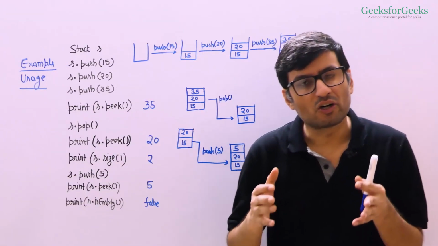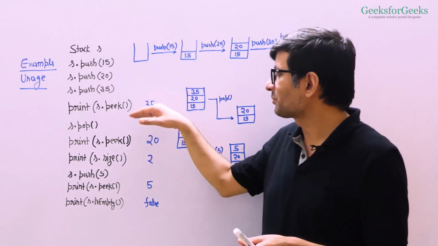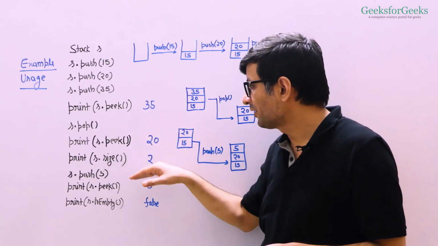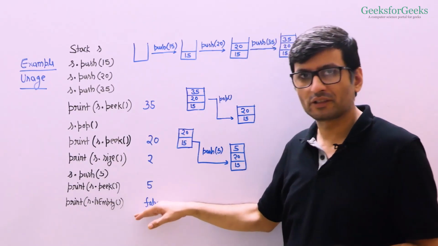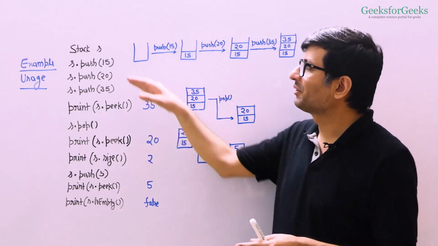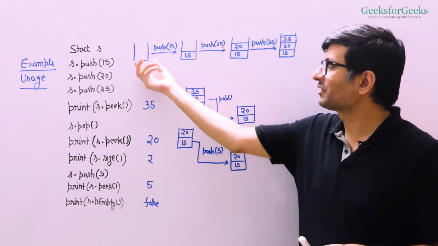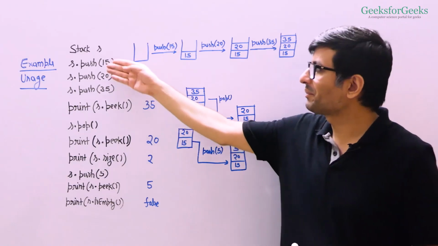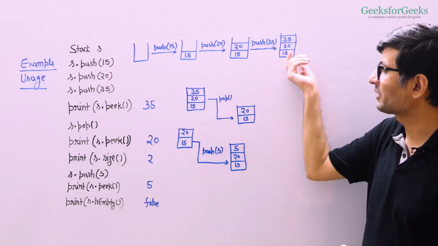Here I have written the output of this program. Output of this program is 35, 10, 2, 5 and false. Let's see how we got this output. We created an empty stack initially. So this is how our initial stack is. Then we pushed 3 items. So our stack becomes this.